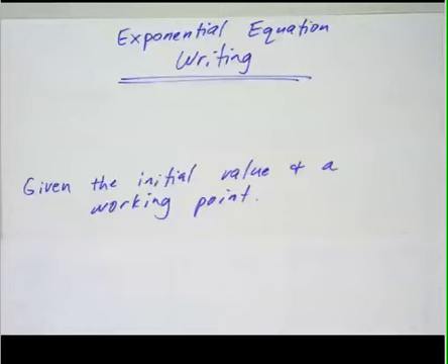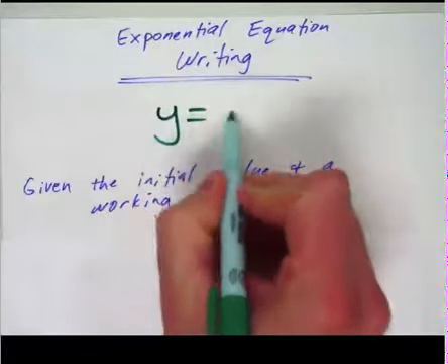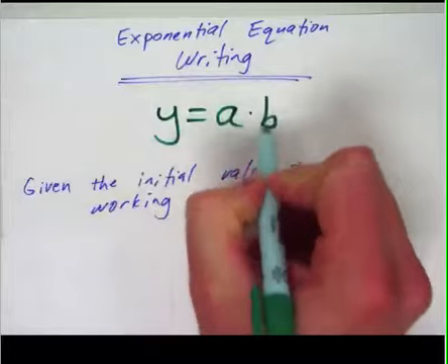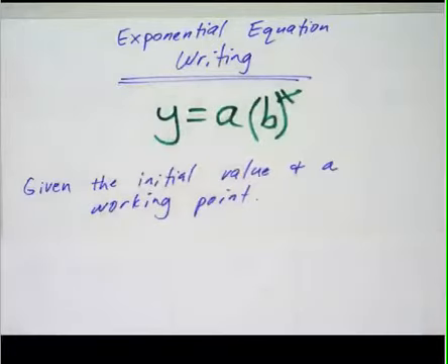In this video, we're going to take a look at exponential equation writing, and in this particular case, we're going to be given the initial value and a working point. So we're trying to write an equation for something that we know grows through multiplication. Repeated multiplication is exponential, so our equation is going to be in this form: y equals a times b to the x. And so that's what we're going to be writing as our equation.